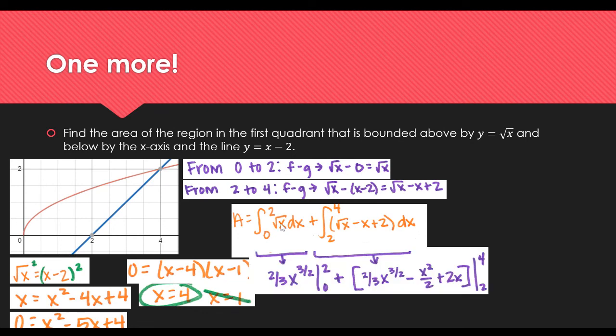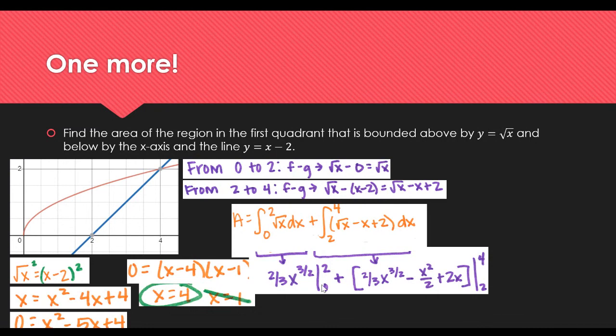So if I find the integral of square root of x, that's like x to the 1/2. 1/2 plus 1 is 3/2. And then if I put it over 3/2, skip, flip, and multiply, that's 2/3 out front. We're integrating that from 0 to 2. Plus, we just integrated square root of x, got 2/3 x to the 3/2. Minus the integral of x is x squared over 2, plus the integral of 2 is 2x, and we're integrating that from 2 to 4.